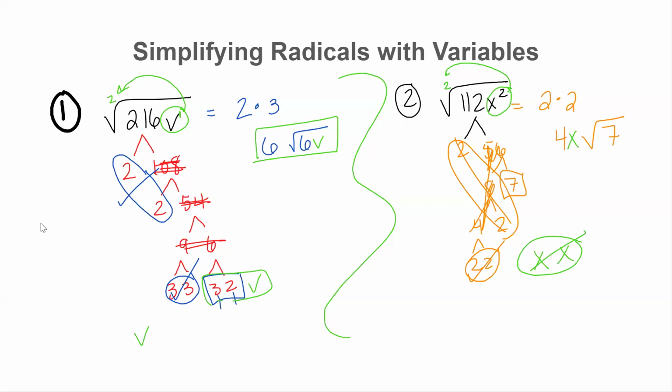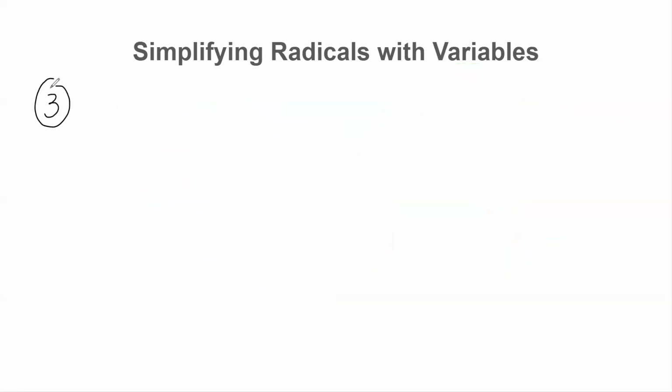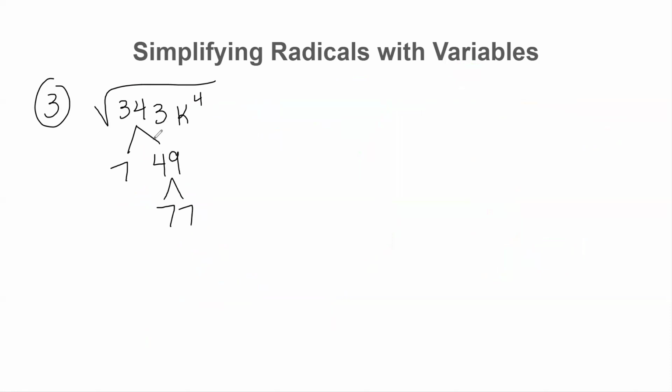Number 3. 343k to the 4th. Okay, that's not even. So I would try to divide it by 3, but it doesn't go in. And I think you're going to have to divide that by 7. Yep, it's 7 times 49. There we go. We have 1 partnership of 7, so that's going to pop out. This 7 is not in a partner, so put him back in.